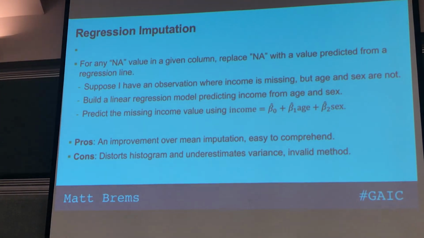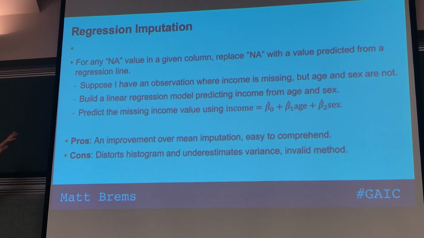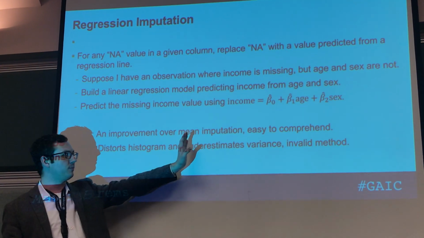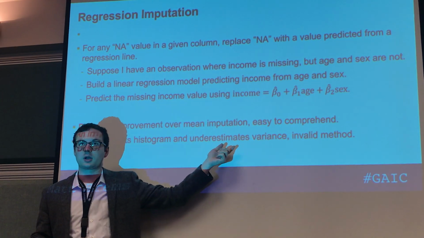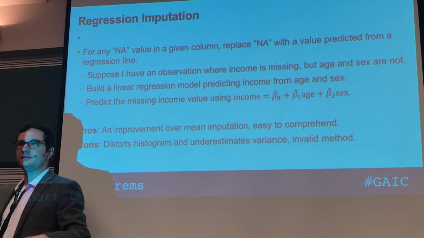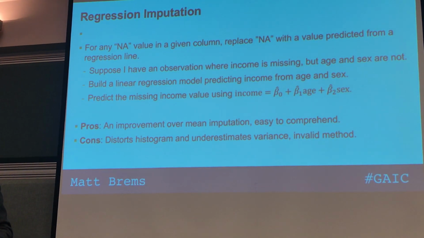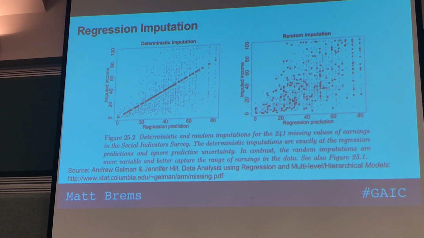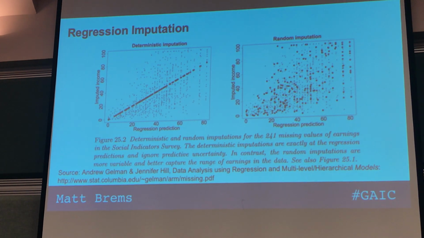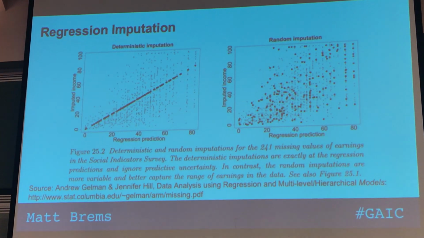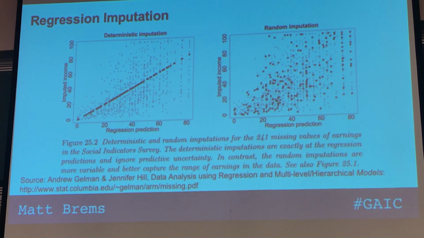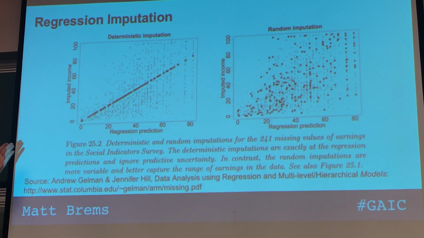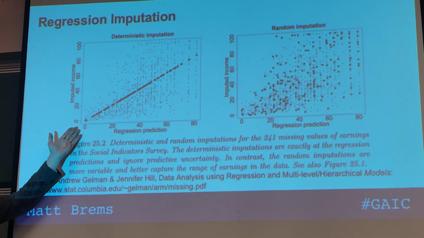As we do regression imputation, like we've got here, it's an improvement over mean, median, or mode imputation, and it's easy to comprehend, but it's still going to be an invalid method because we're going to underestimate our variance or our standard deviation in our data. Visually, this is what that looks like. This is an image taken from Andrew Gelman and Jennifer Hill's book, Data Analysis Using Regression and Multilevel/Hierarchical Models. On the left-hand side is a deterministic regression imputation.